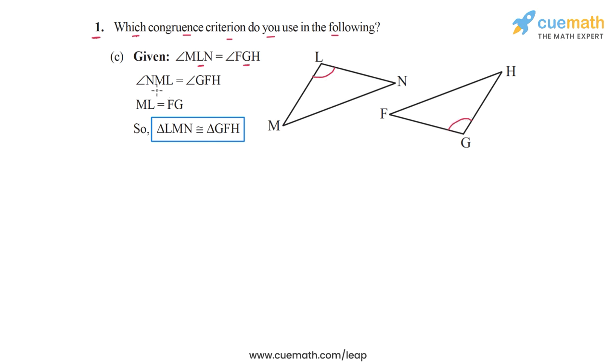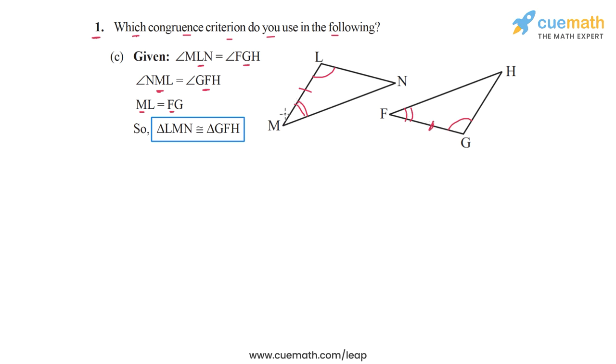Then we are also given that angle NML is equal to angle GFH. Angle NML is this angle, GFH is this angle here. And then we have ML is equal to FG. So ML is this side and FG is this side.